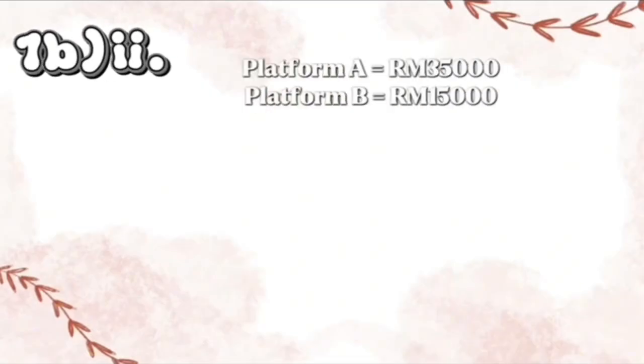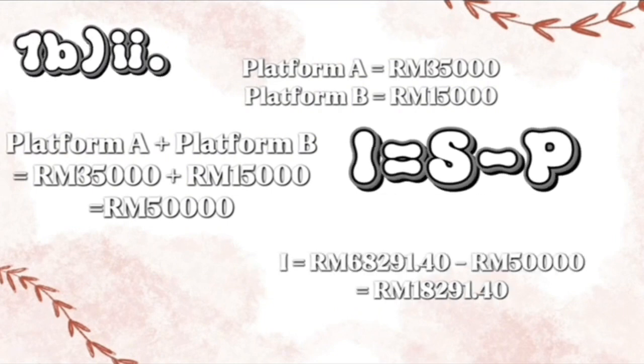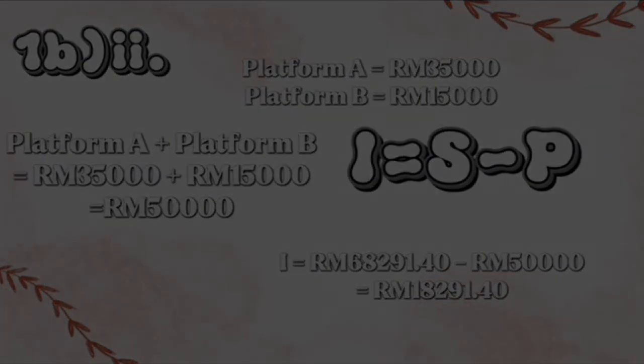The last question for question 1 is on B2. We are going to use the formula I equal to S minus P. First, we are going to sum up platform A and platform B, which is 35,000 ringgit plus 15,000 ringgit. The answer is 50,000 ringgit. Then, using the formula I equal to S minus P, S equal to 68,291 ringgit 40 cent minus P, which is 50,000 ringgit. The final answer is 18,291 ringgit and 40 cent.